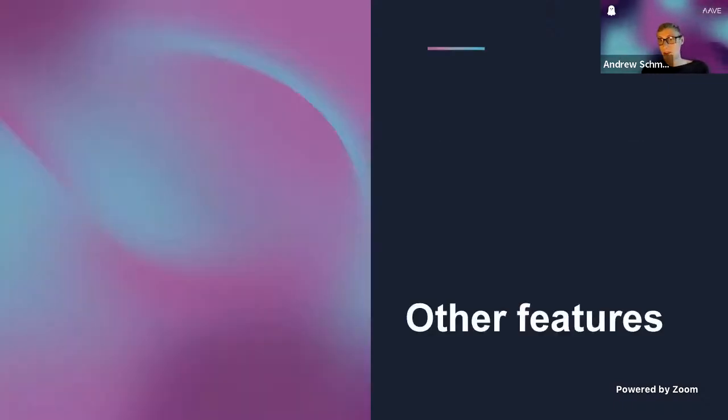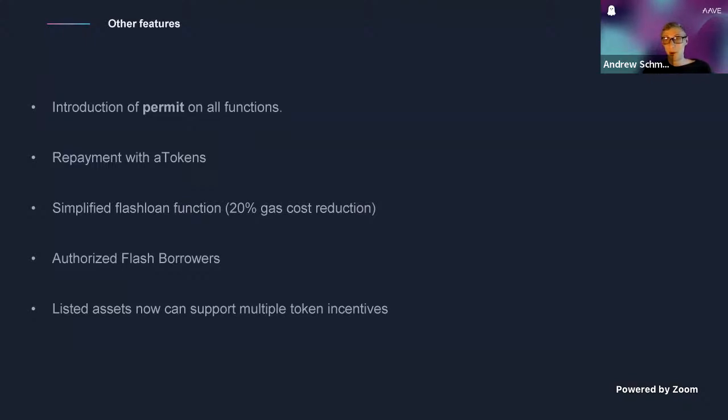And then some other features that are very useful, introduction of permit. So instead of having to approve the tokens in order to supply or repay, you're now able to do a gasless permit function, saving users fees. Repayment with A tokens: if you have supplied and borrowed the same asset, you're now able to repay with those A tokens instead of having to perform a flash loan and a swap, which is currently what the repay with collateral feature does.